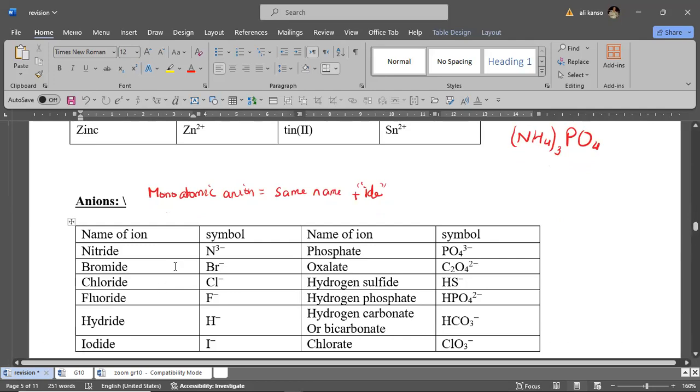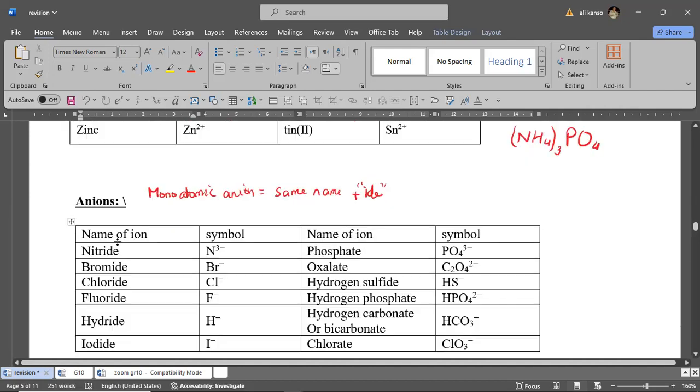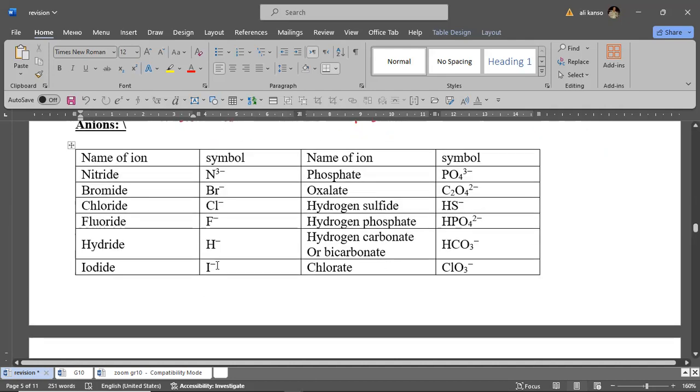Same name, same prefix, but we change the suffix, thus 3 letters. Nitrogen, nitride. Okay? You can memorize them like that. On the other side, we have the oxygenated.